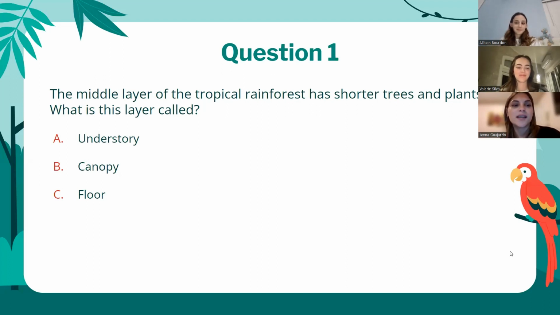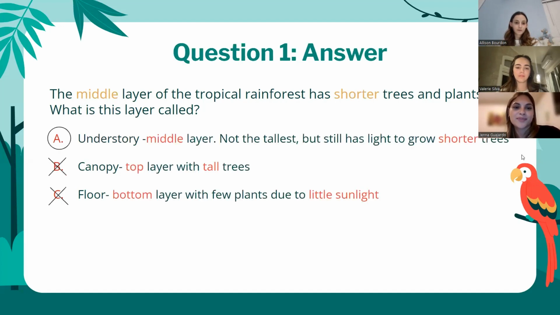So question 1: the middle layer of the tropical rainforest has shorter trees and plants. What is this layer called? Understory, canopy, or floor? The answer is A, understory. It's the middle layer, not the tallest, but still has light to grow shorter trees.